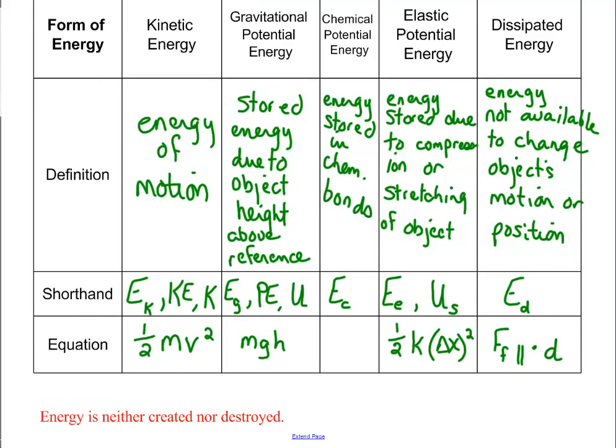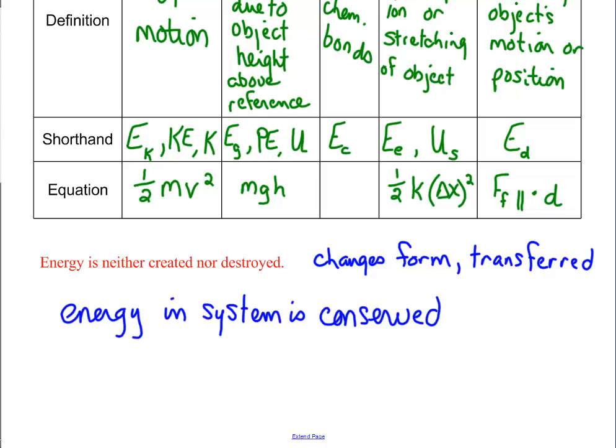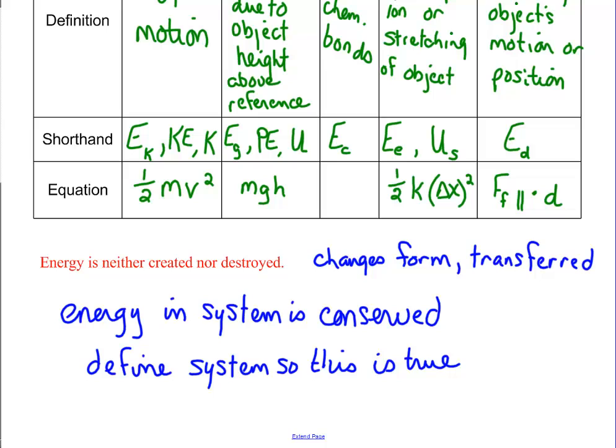One of the main laws of thermodynamics is that energy is not created and it's not destroyed. It can change form, it can be transferred, but you can't suddenly create energy out of nothing or have energy simply vaporize, disappear, and not have it. So what we're going to look at is the before versus after picture of energy in a system. So another way to state that energy is neither created nor destroyed is to say that energy in a system is conserved. So you have to define the system, and you define the system to make sure that energy is conserved.